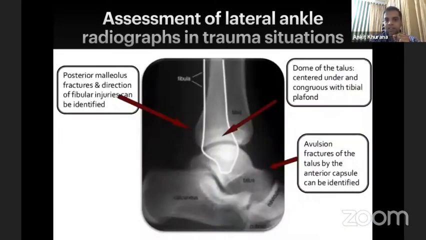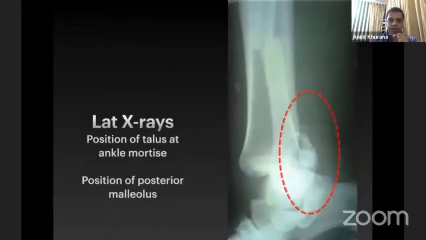These are the AP, lateral, and the mortise views of the ankle joint in successive order as seen on this slide. When assessing a lateral view in a trauma situation, one should look for the posterior malleolus, the direction of the fibula, and the outline of the fibula should always be seen. The dome of the talus should be centered over the tibial plafond, and it should be congruous with the tibial plafond. An important injury that is commonly missed is avulsion fractures of the talus by the anterior capsule, which should be looked for and assessed in soft tissue injuries of the ankle. This is an example of an ankle fracture with a posterior malleolus fracture and a displaced fibula fracture, with the talus dome not being centered on the tibial plafond.